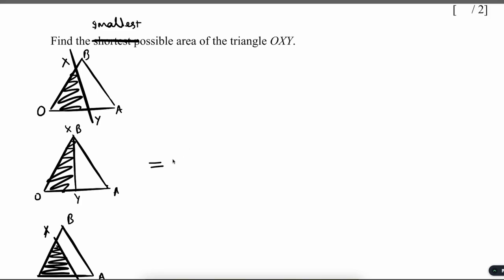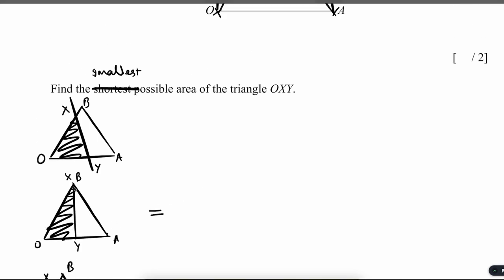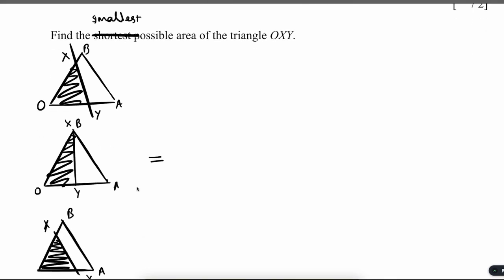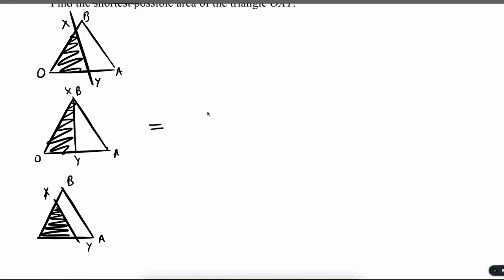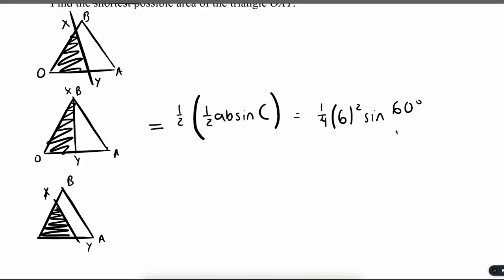So we need to find the area of the smaller triangle. This one here, it's quite easy to see that this is just half the area of the large triangle. To find the area of the large triangle, we know the length is 6, so the area is half AB sine C. We want to half that, so we get a quarter AB, which is 6 squared, sine C, which is sine 60 degrees. So we get 36 over 4, which is 9. Sine 60 degrees is root 3 over 2. So we end up with 9 root 3 over 2.